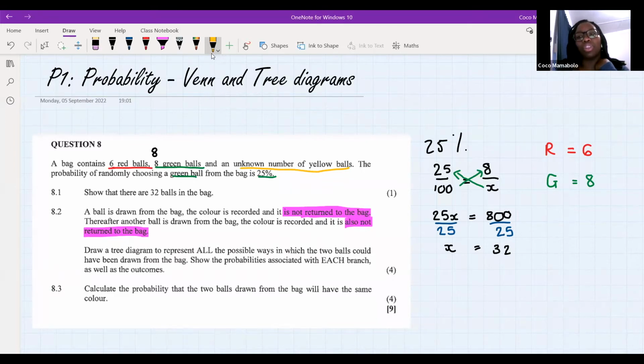Because we now know that the total is 32, we can just say for this one, 32 minus 8 and 6, which would be 14. Therefore, yellow would be 18. Okay. And now we can draw our tree diagram from there. I'll give you guys 4 to 5 minutes to figure it out.